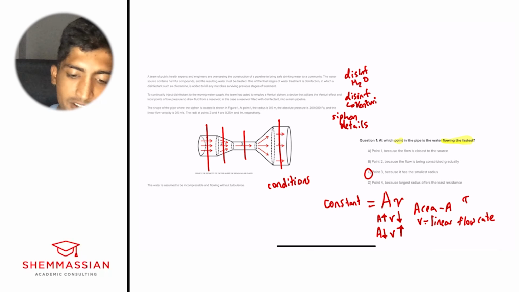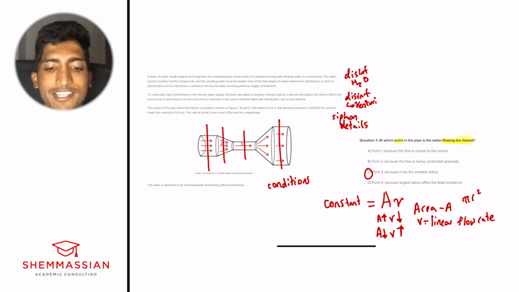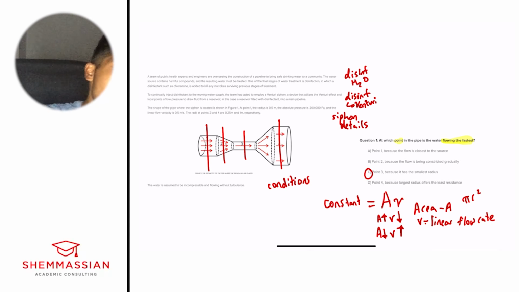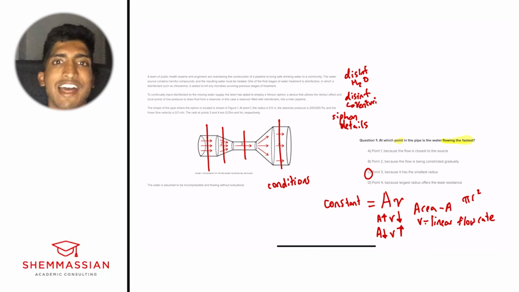Pi r squared. And so if we decrease that radius, we're decreasing the area. So that's why C is the answer. If we look at the other answers even, 0.1, because flow is closest to the source, since it's incompressible and flowing without turbulence, it's not really affected by whether it's closest to the source or not. So we can eliminate that.